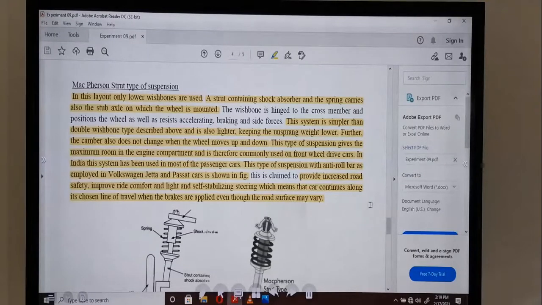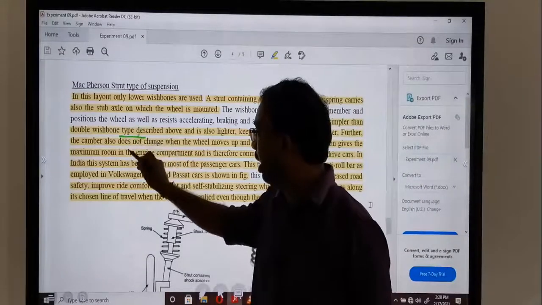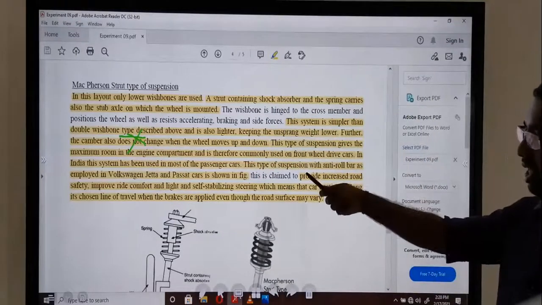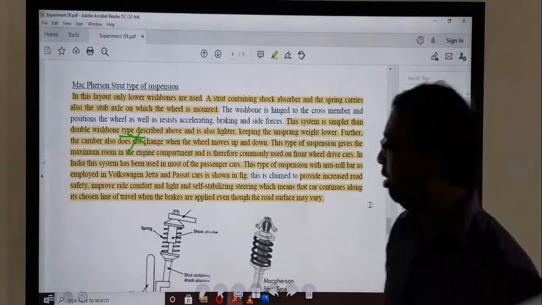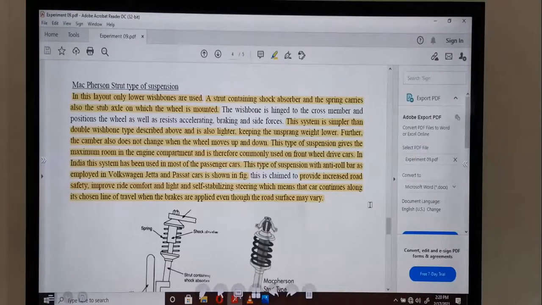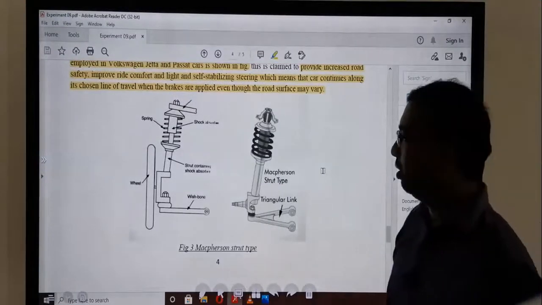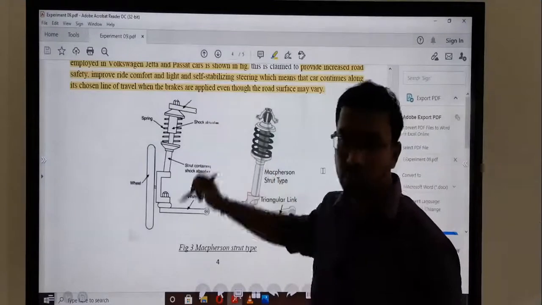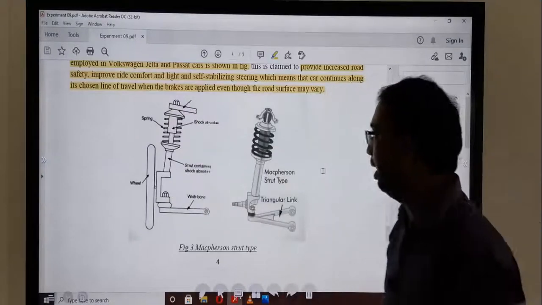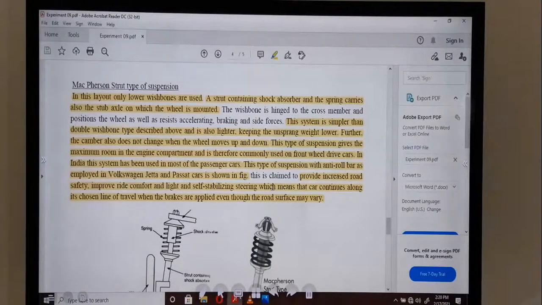Further, the camber also does not... actually, this is wrong. The camber angle is changed. Compared with the wishbone type, here the change is very high. The camber angle changes. You can get an idea: this is independent suspension, but there is no upper arm, so the wheel does not move vertically. I will explain with the animation, then you can get an idea how the camber angle changes.